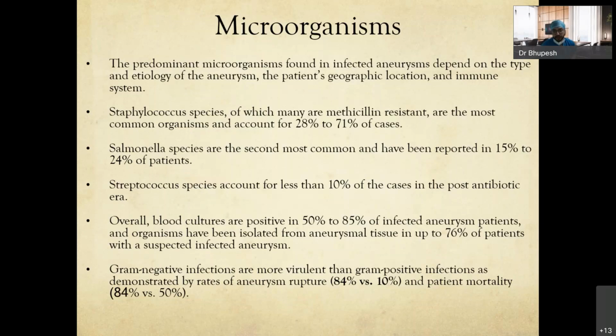Overall, blood cultures are positive in 50 to 85% of infective aneurysm patients, and organisms have been isolated from aneurysm tissue in up to 76% of patients with a suspected infective aneurysm. Gram-negative infections are more virulent than gram-positive infections, as demonstrated by the rate of aneurysm erosion, 84% versus 10%, and patient mortality, 84% versus 50%.